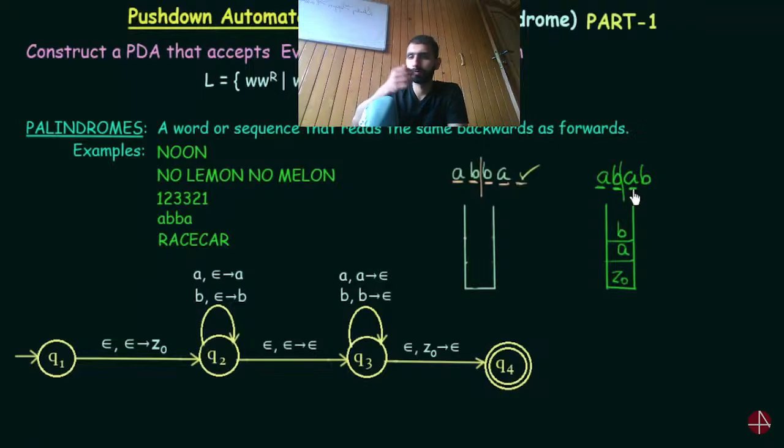Now I'm getting my input A, but when I check whether A is the topmost element of my stack, no, it is not. The topmost element of my stack is B. It is not A. So this state cannot proceed, and there is nowhere this state can go, and hence it cannot reach the final state. So this string will not be accepted. So this is how you design a pushdown automata that accepts even palindromes of this form.